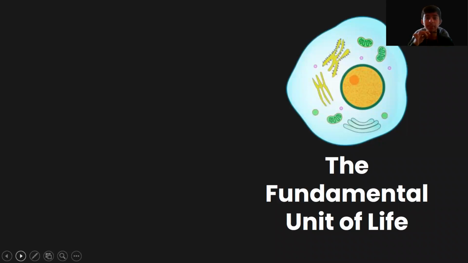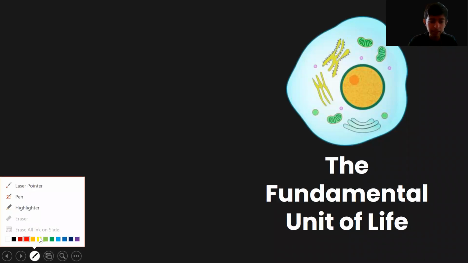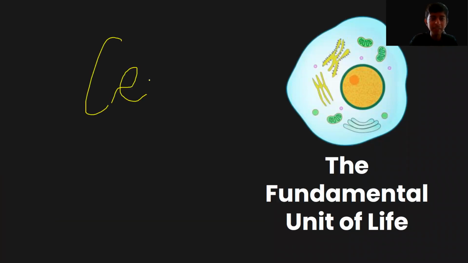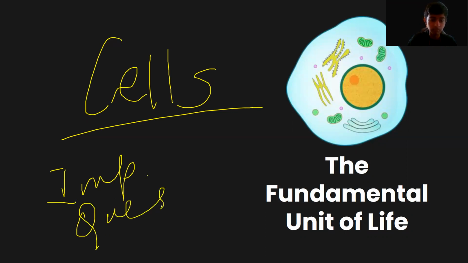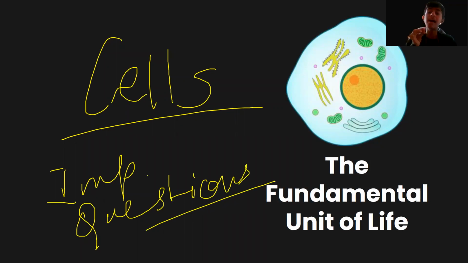So here is our chapter, the fundamental unit of life. And what is the fundamental unit of life? Yes, the fundamental unit of life is nothing but cells. We all are made up of cells. We all are composed of cells. The cells are the basic structural and functional unit of our lives. So we are going to solve all the important questions that can be asked in your exam.